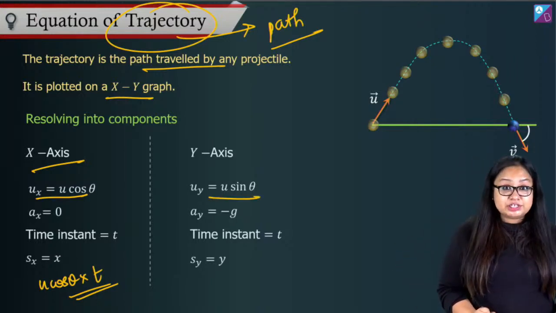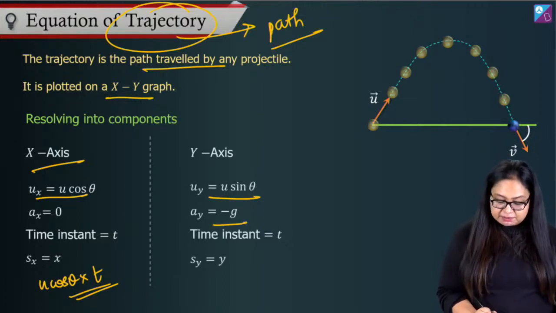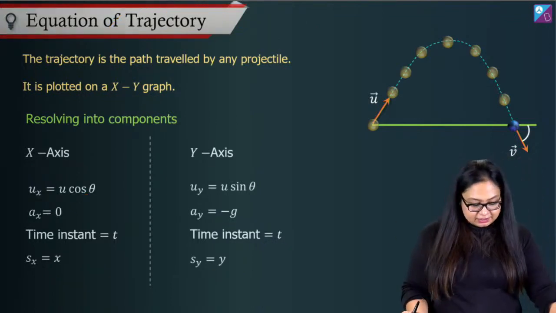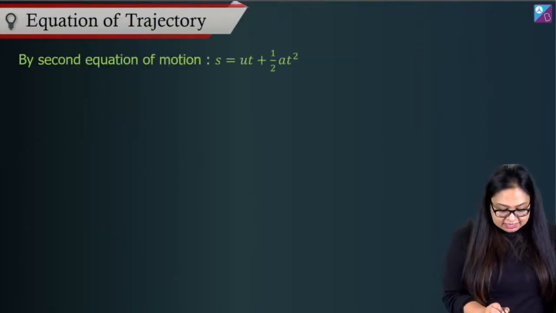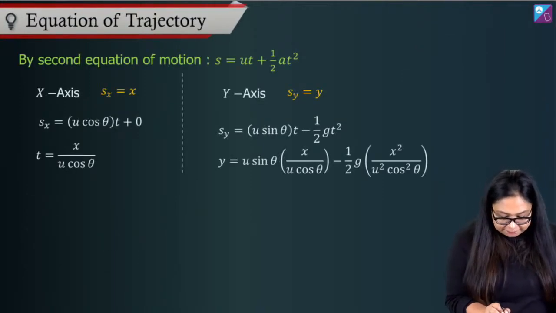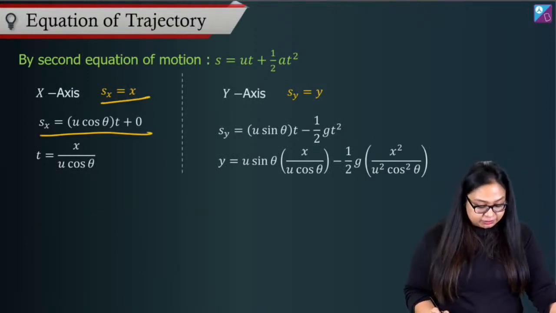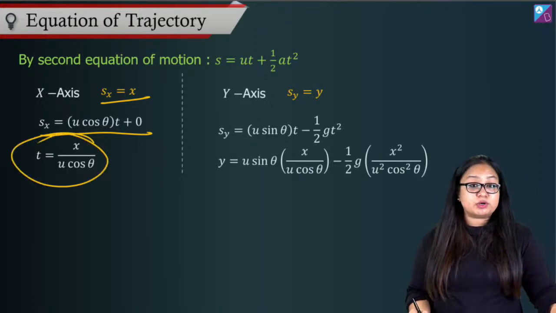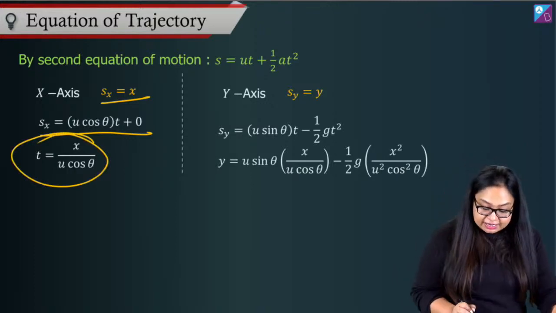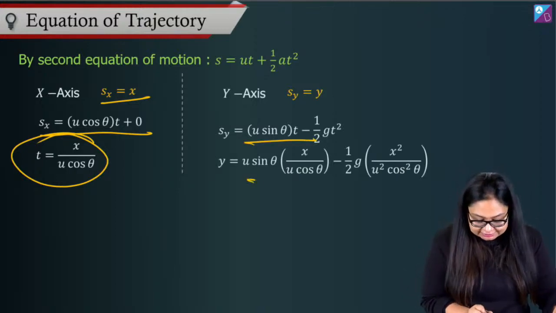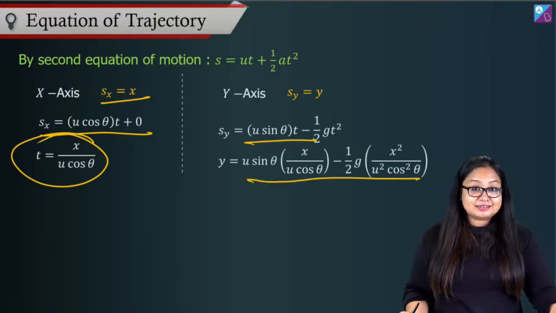In the y direction, initial velocity is u sin theta, acceleration is minus g, time is t, and displacement s_y is y. Using s equal to ut plus half at square, let's apply that. In the x direction, s_x is equal to u cos theta into t, so t becomes equal to x upon u cos theta. For the y direction, s equal to ut plus half at square, substituting everything, I get this.